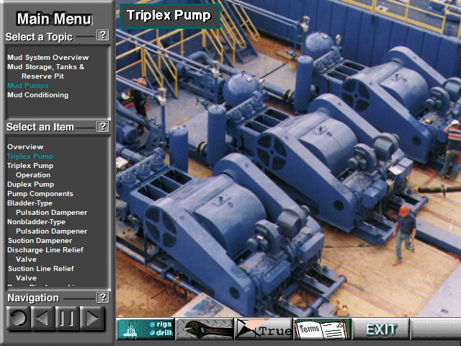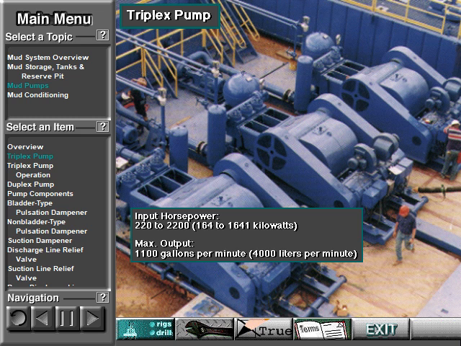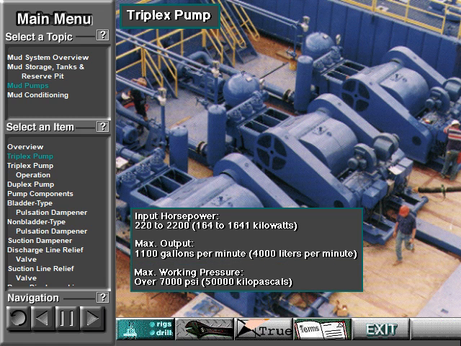Single-acting triplex pumps pump mud at relatively high speeds. Input horsepower ranges from 220 to 2200, from 164 to 1641 kilowatts. Large pumps can pump over 1100 gallons per minute, over 4,000 liters per minute. Some big pumps have a maximum rated working pressure of over 7,000 psi, over 50,000 kilopascals, with 5-inch 127mm liners.